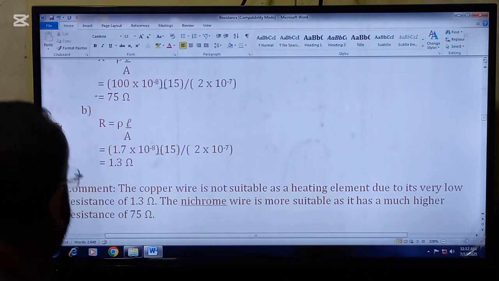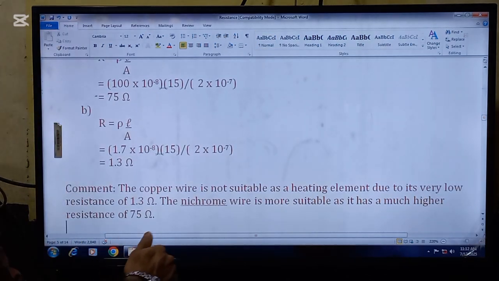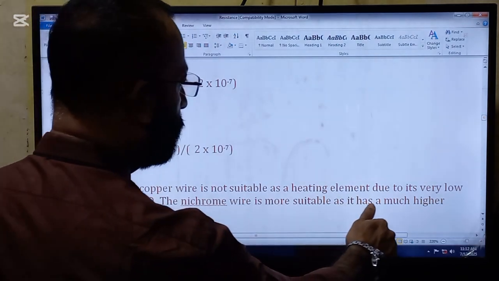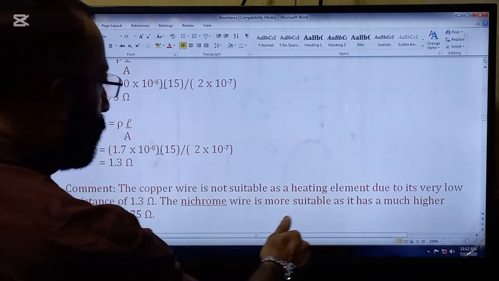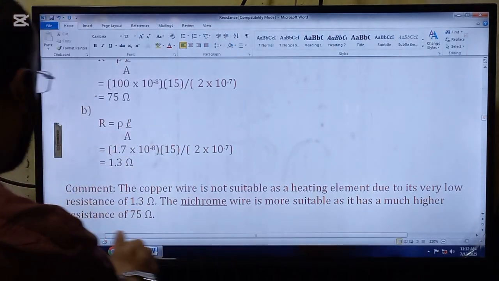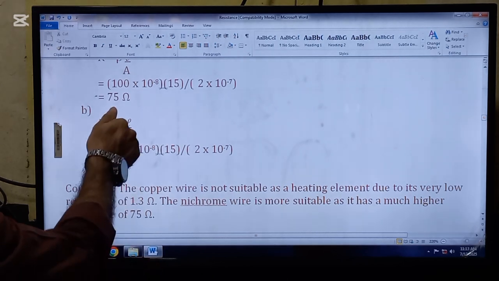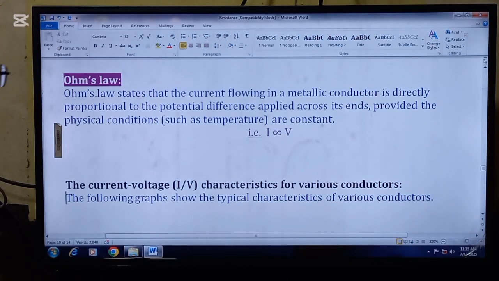So look now, here is the comment. The copper wire is not suitable as the heating element due to its very low resistance of 1.3 ohm. The nichrome wire is more suitable as it has a much higher resistance of 75 ohm. The next thing that we are going to read in the lecture is Ohm's law.